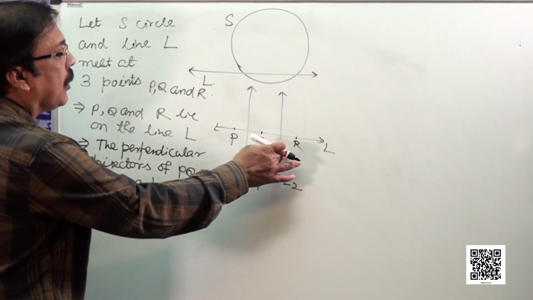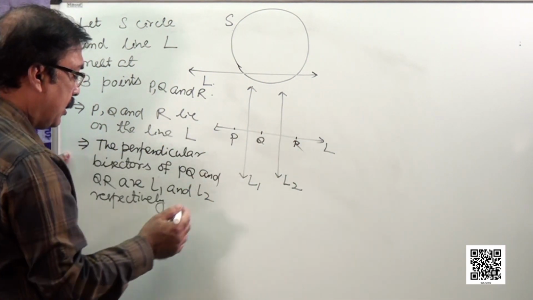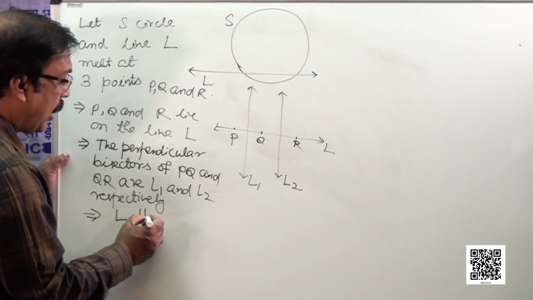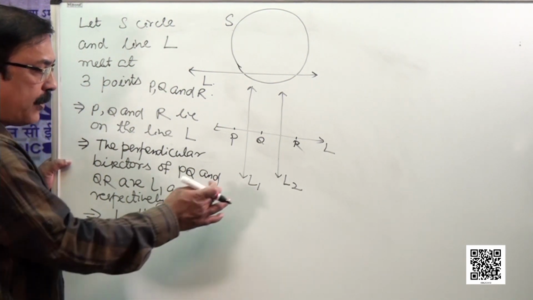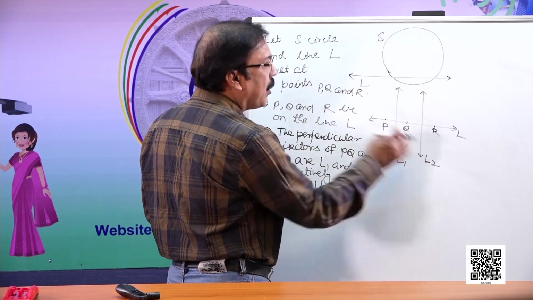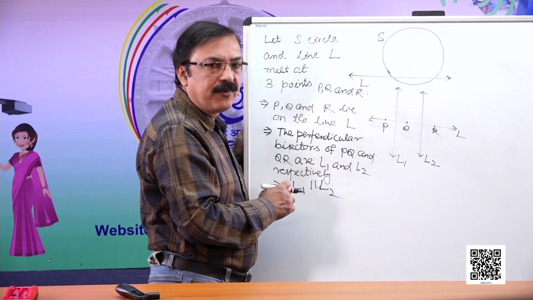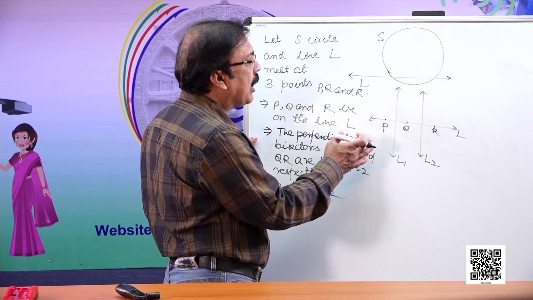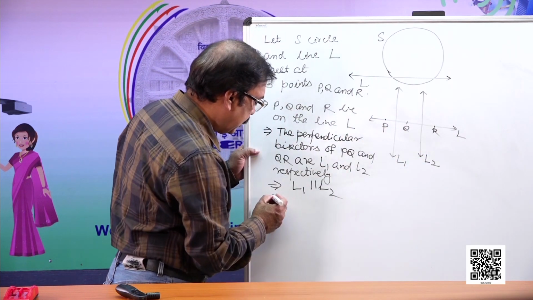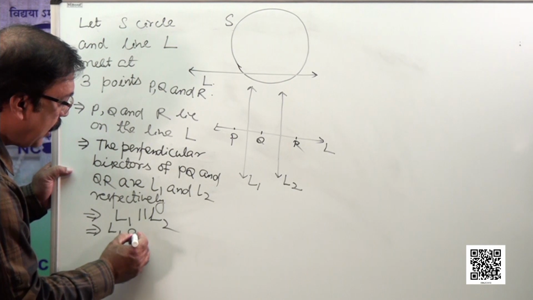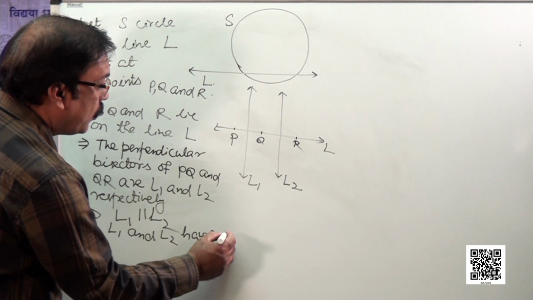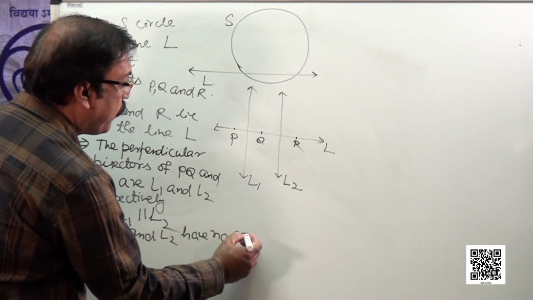As these are perpendicular lines on the same line, this implies L1 is parallel to L2. That means these two lines will never meet. If these two lines will never meet, then there is no point of intersection. So we cannot draw a circle through P, Q and R. This implies L1 and L2 have no common point.